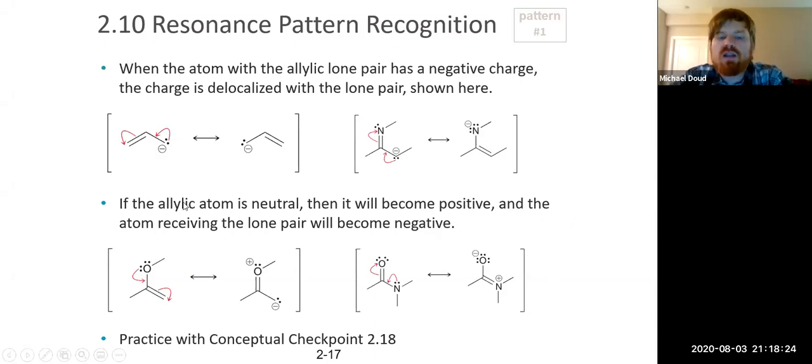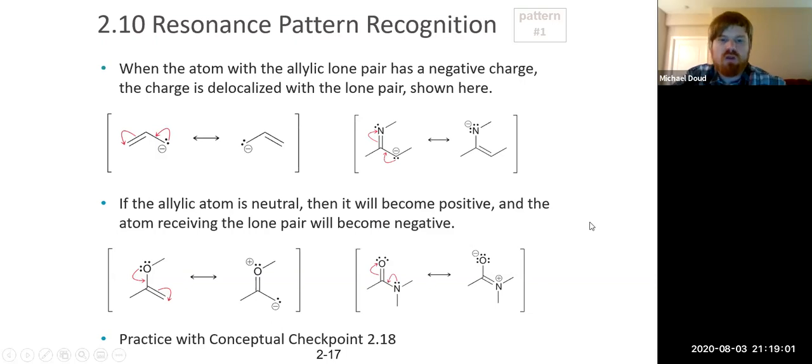Kind of finishing things up here, if your allylic atom is neutral, it's going to become positive because it's going to basically form one more bond. Like here, we have an oxygen that's already bonded twice with a lone pair. So it forms a new pi bond. That's now 3 bonds. We know that an oxygen with 3 bonds has a positive formal charge. And then whatever received the electrons becomes negative. Overall, the net formal charge is going to be the same. Here it's 0 and 0, 0 and 0, and here it's -1, -1, -1, -1.